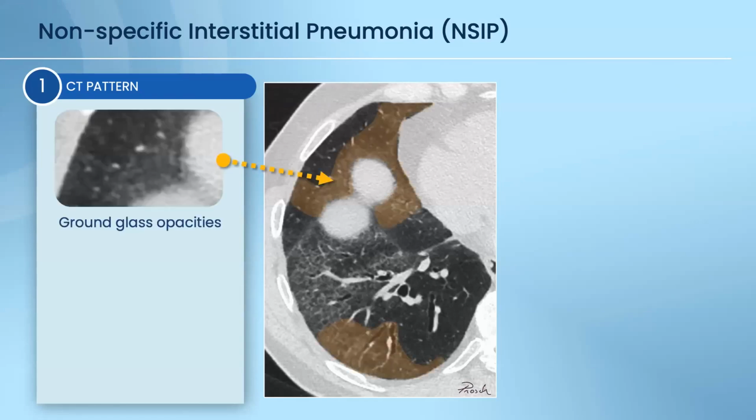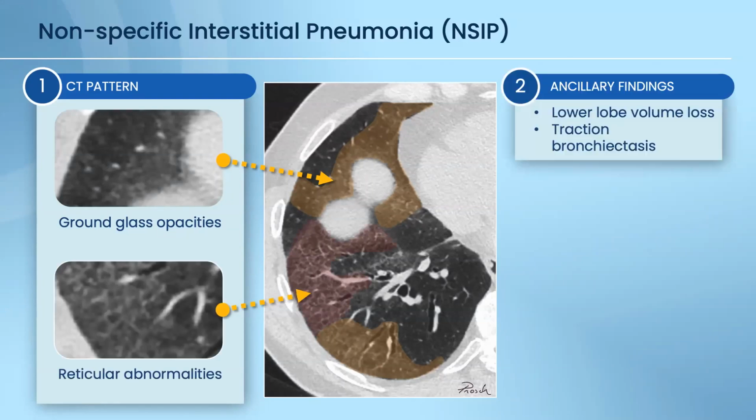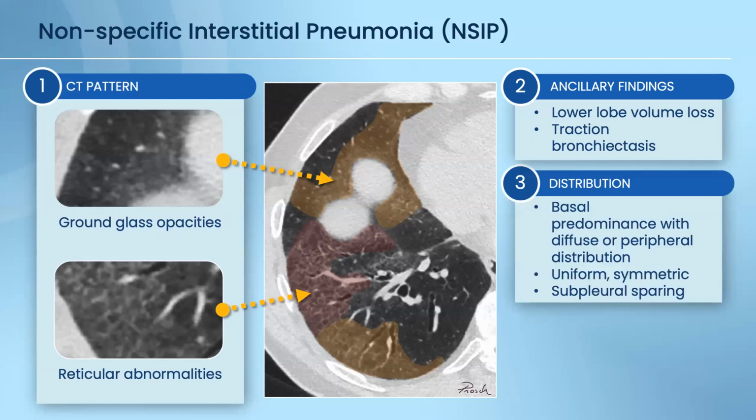So what we see, and I follow my structure here as well, as a CT pattern are ground glass opacities and, to a certain degree, reticular abnormalities. And we see this associated with a loss of volume and traction bronchiectasis. And the distribution, that's important, distribution makes the differential diagnosis, is primarily in a basal and subpleural predominance.